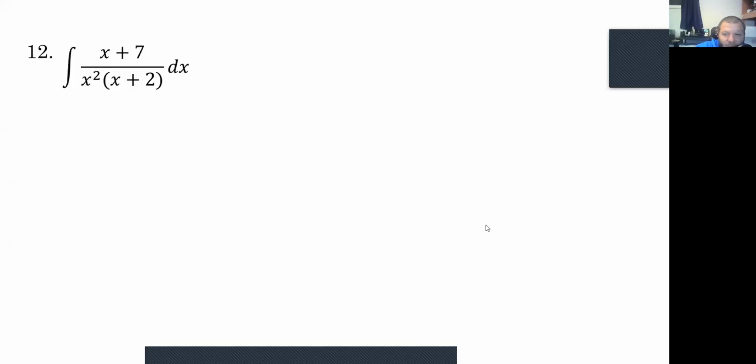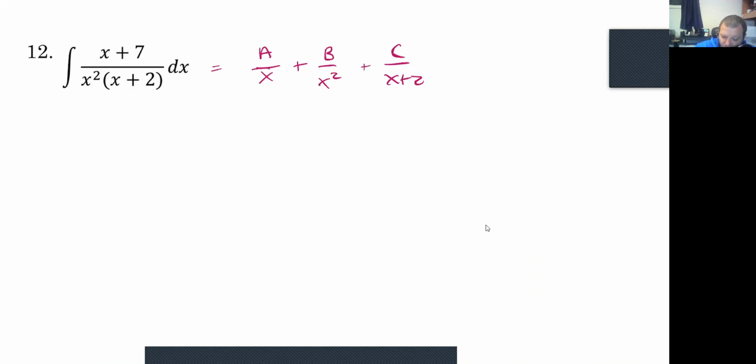All right, so this thing is factored, right? So this time we have an irreducible quadratic, we have this x squared. So there are actually a couple of ways that you could do this, right? With an x squared, the way that I would write this would be a over x plus b over x squared plus c over x plus 2.